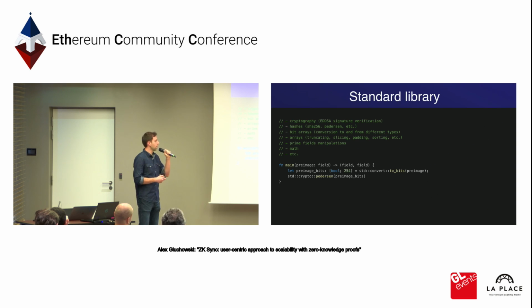And we have standard library, which covers a lot. So as I said, whatever is possible in Bellman, all the gadgets can be imported as a part of standard library. So we now have cryptography, we have hashes, we have manipulations of bit arrays, we have working with arrays, including parting, slicing, sorting, and so on. You can work with the fields, you have math and so on, and you access it the same way you would do in Rust.